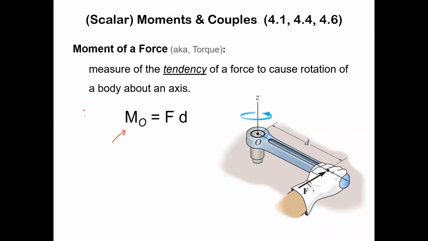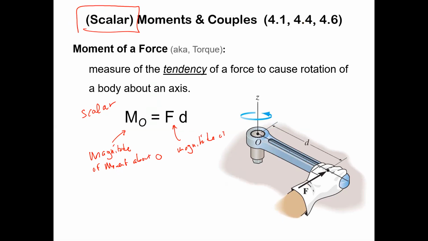So this is a scalar equation. And today we're just doing scalar moments. You'll see they're actually going to be in 3 dimensions, and they're better described by vectors, but today we're going to just use scalars. So this is the magnitude of the moment about point O. This is the magnitude of a force. And this is the perpendicular distance.